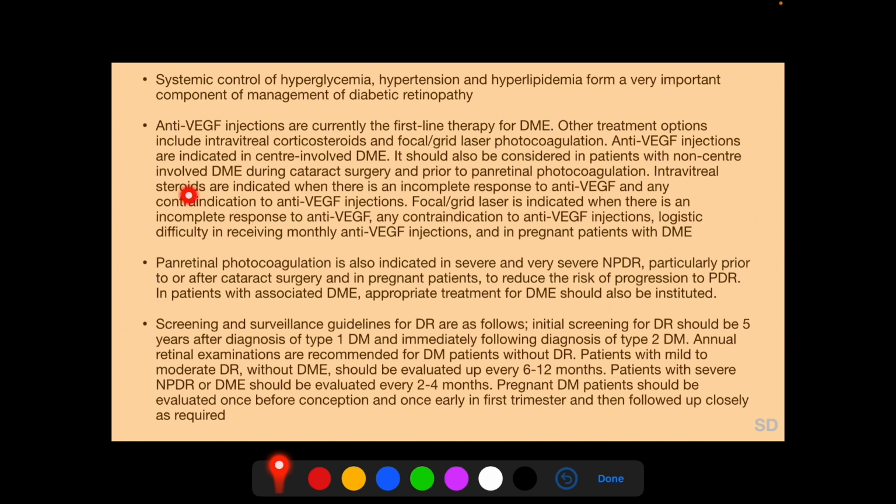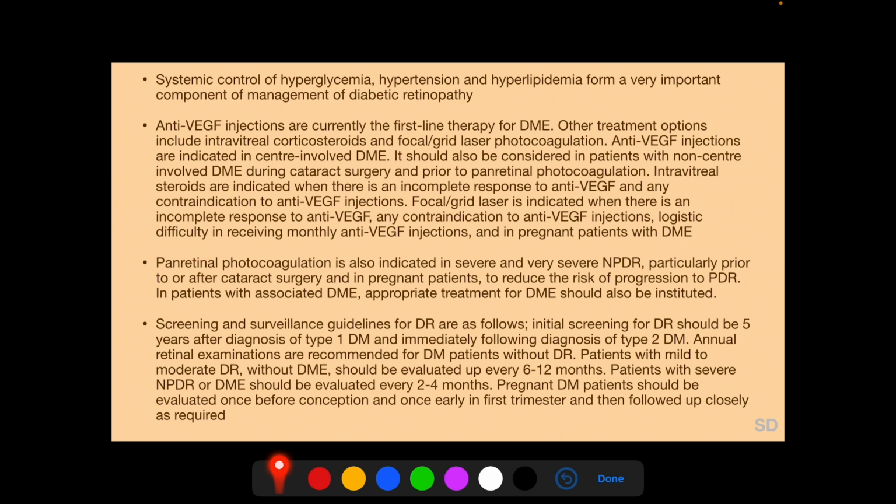Intravitreal steroids are indicated when there is an incomplete response to anti-VEGF therapy and if there is any contraindication to anti-VEGF administration. Focal and grid laser is indicated when there is an incomplete response to anti-VEGF therapy, any contraindication to anti-VEGF injections, logistic difficulty in receiving monthly anti-VEGF injections, and in pregnant patients with DME in whom safety of anti-VEGF injections is not yet established.